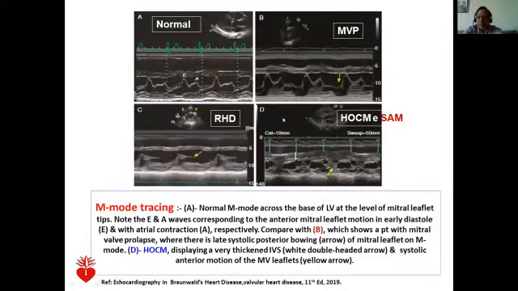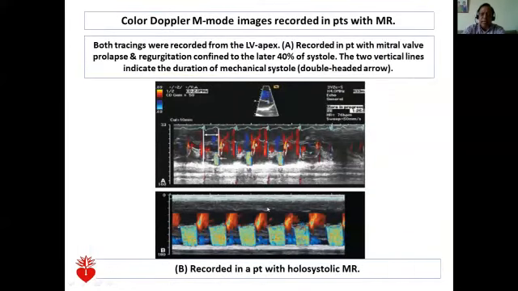There are four pictures. One is the normal picture, another is the MVP. As I have shown previously, there is posterior displacement of the mitral valve. And this is the picture of HOCM, hypertrophic obstructive cardiomyopathy, with anterior displacement, systolic anterior displacement. You can gauge it easily by systolic. And this is the systolic. And this is the color M-mode.